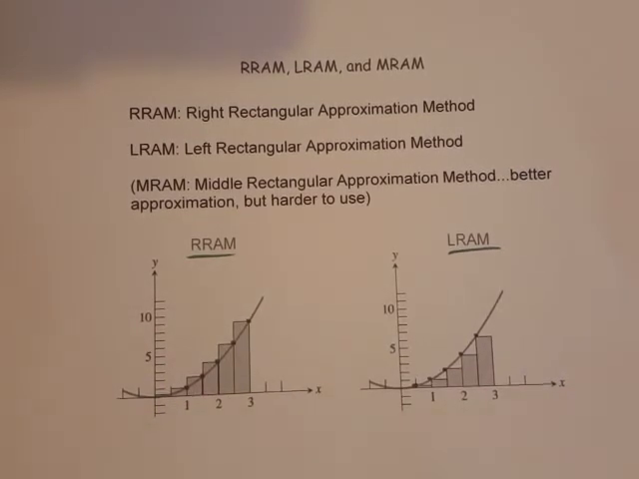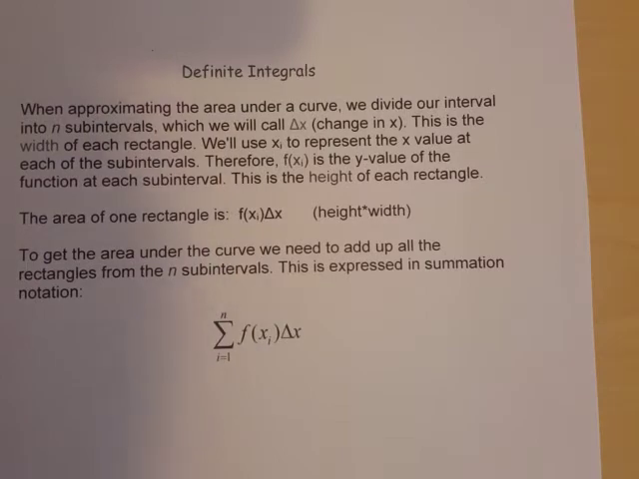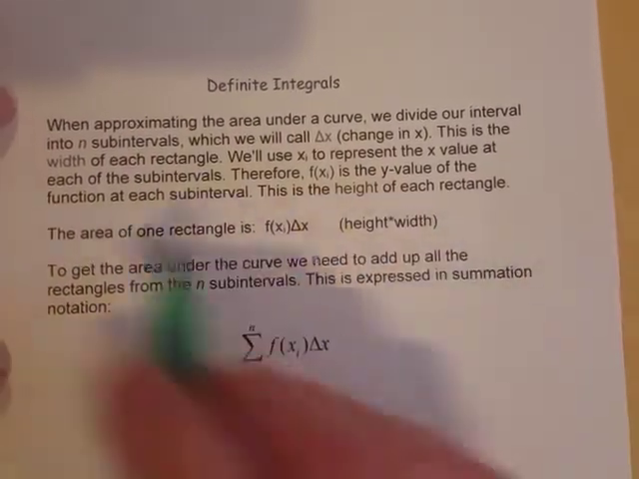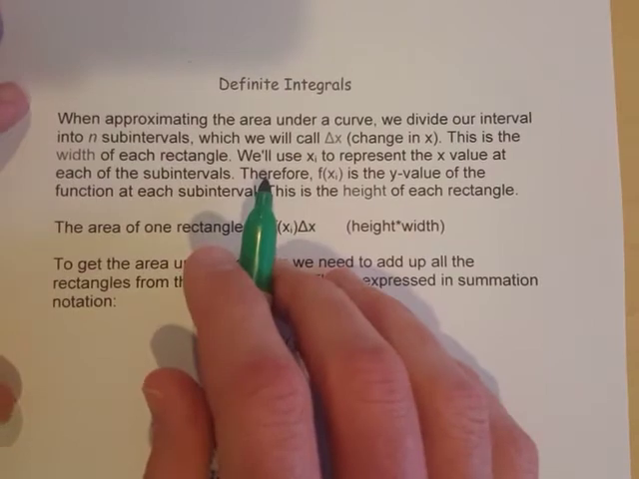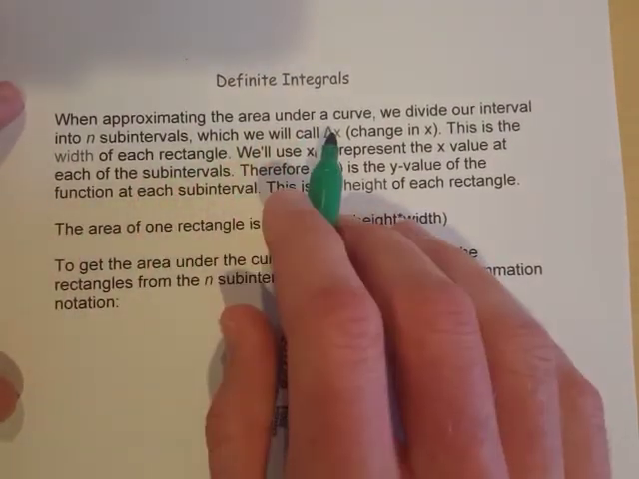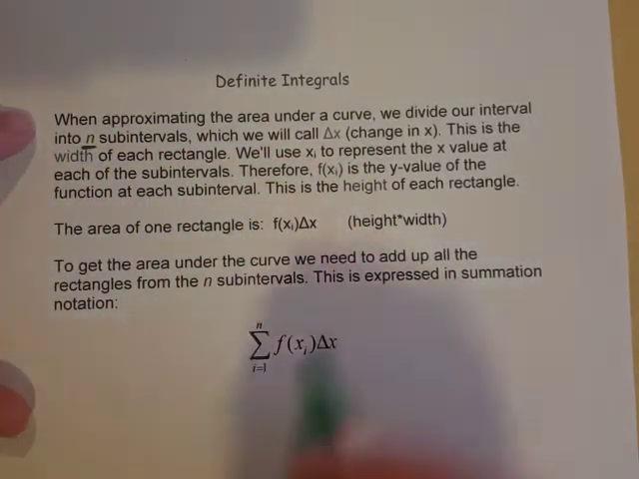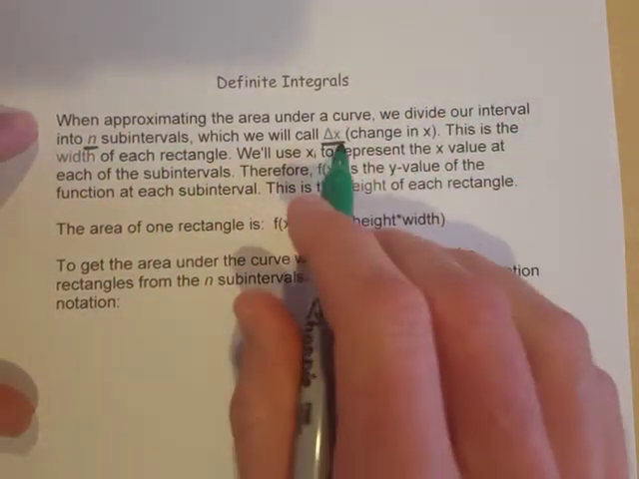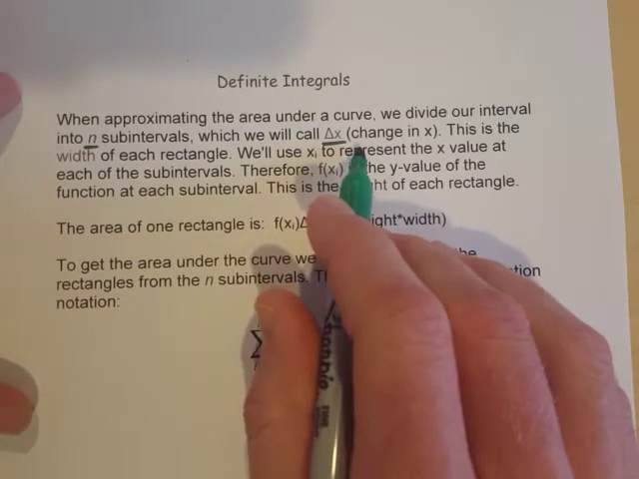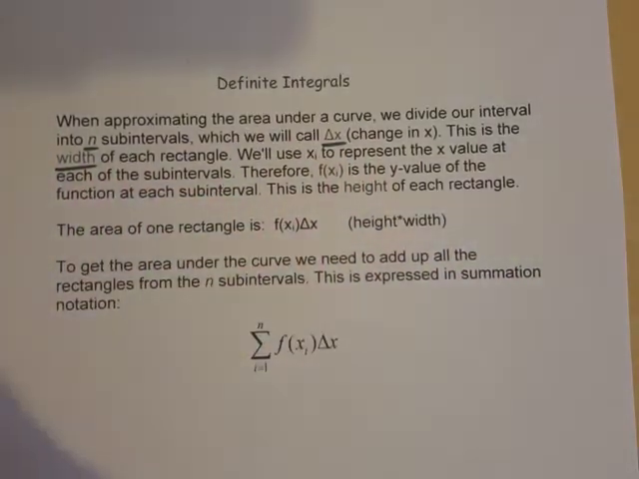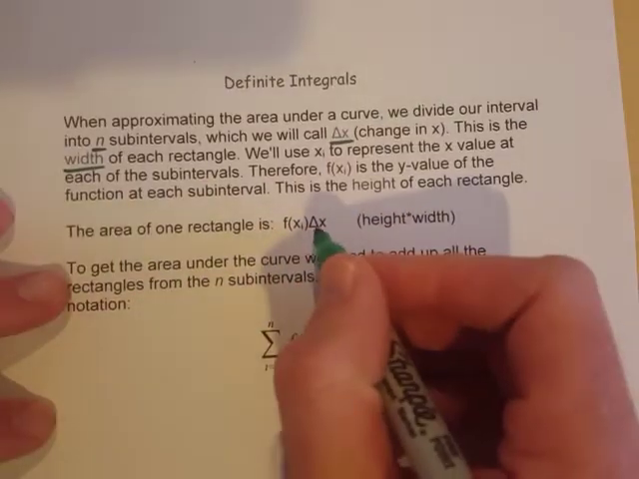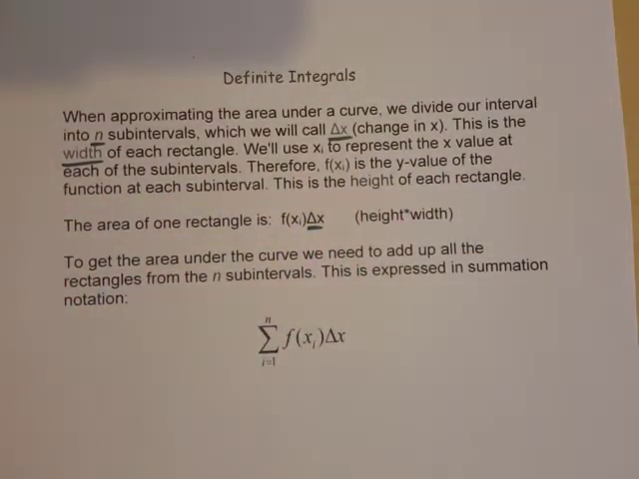But now let's talk about the other theory behind these, what we call definite integrals. Thinking again about those rectangles, we can use either RRAM or LRAM. It doesn't really matter for what we're doing right here, but we're going to approximate the area under a curve. We divide our interval into n subintervals, with width delta x. That means the change in x, and that's going to be the width of each rectangle. So I'm going to have this formula down here, and this delta x is going to be the width of each rectangle.